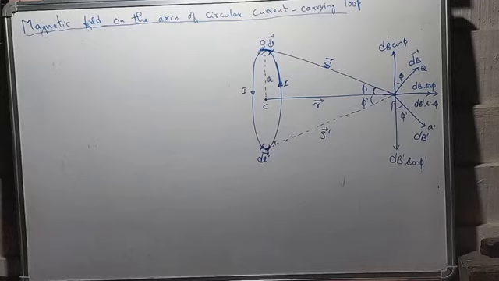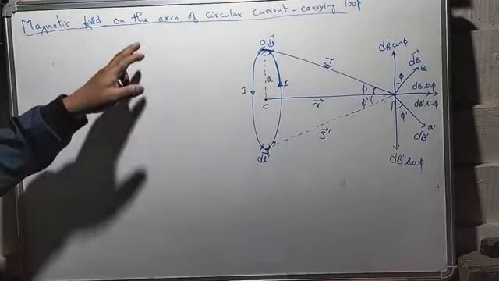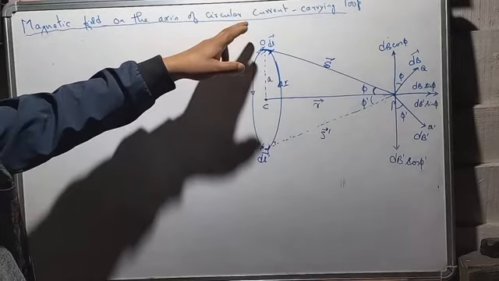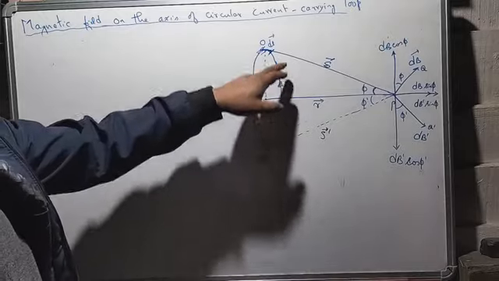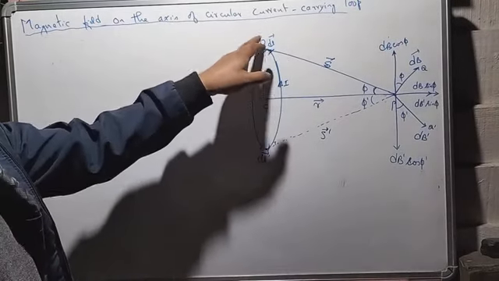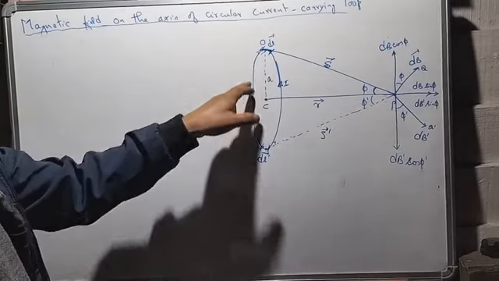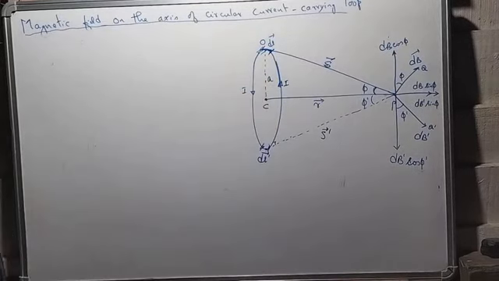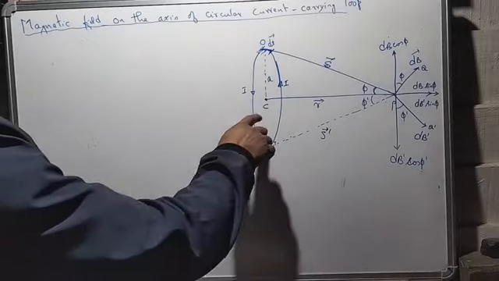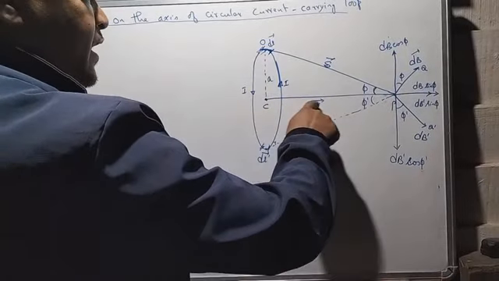This is the second application of Biot-Savart law. In this application, we shall see the magnetic field on the axis of a circular current carrying loop. So here we consider a circular loop carrying a current I, and this loop has a radius a. Now this line CP is the axis of the loop.